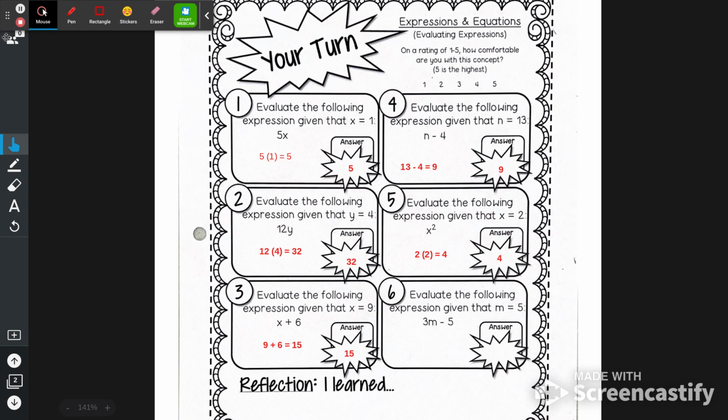Now looking at number 6, we have another step. So here we have a 2-step problem. We have 3m minus 5. So my input for m is 5. And once I go ahead and input, I will get 3 times 5 minus 5.